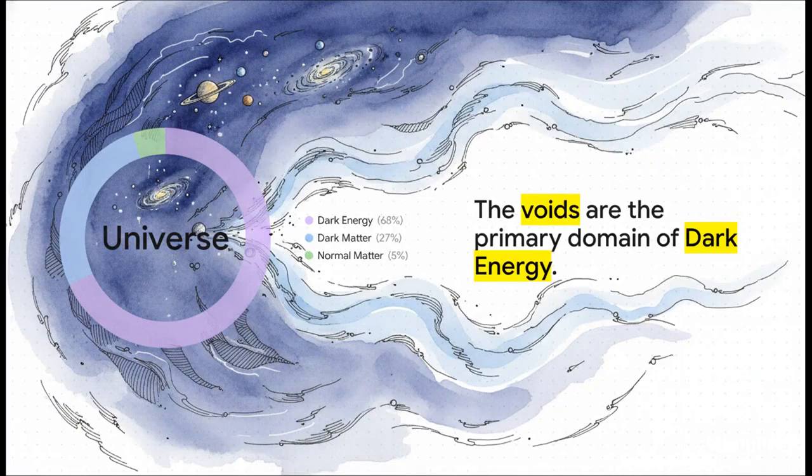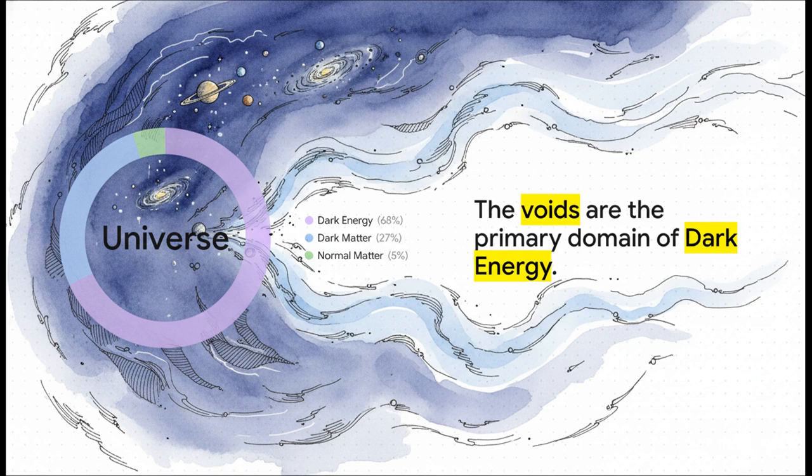Now, in science, missing data is basically a giant puzzle waiting to be solved. When you break down the overall composition of our universe, think about that tiny 5% slice. That is normal matter. That's literally everything we can see, touch, and interact with. The stars, the planets, you, me, all of it. The rest, 27% is dark matter, and a whopping 68% is dark energy.